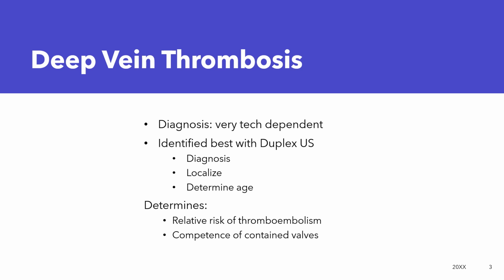This allows us to diagnose a DVT, localize it, and determine the age, which can help guide treatment. It also determines the relative risk of thromboembolism, as we know that some thrombi are more likely to embolize than others and therefore are at higher risk to the patient. So it allows us to get a better picture of what to expect from the thrombus moving forward. And it again allows us to evaluate the competency of the valves to ensure that they are still functioning, preventing retrograde flow of the venous system.